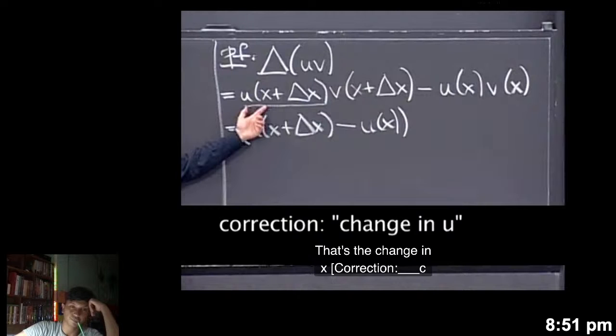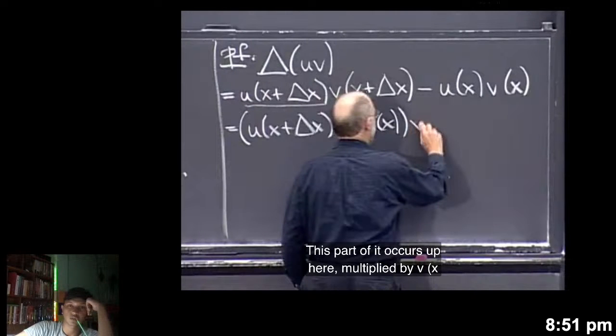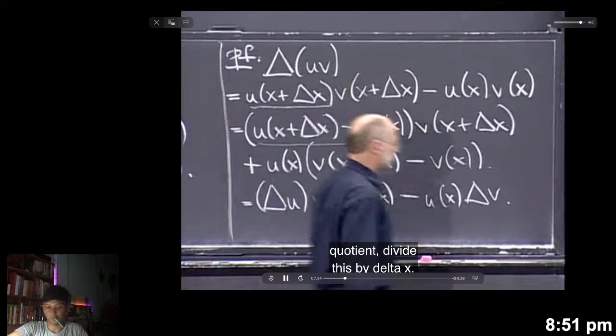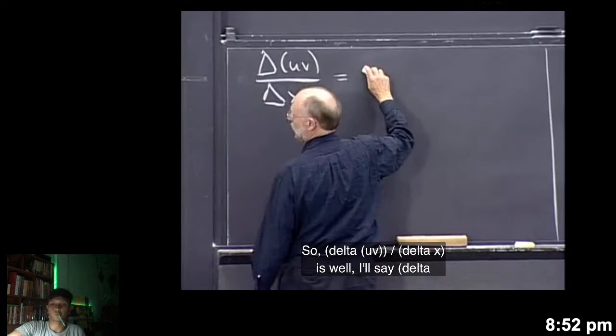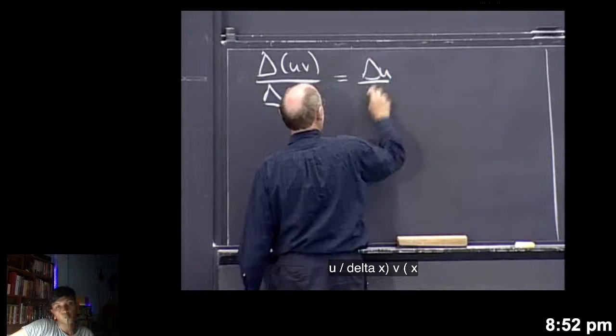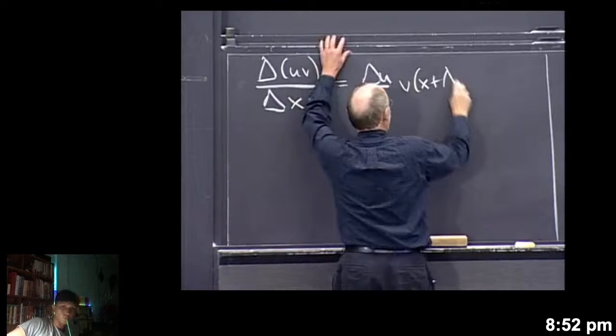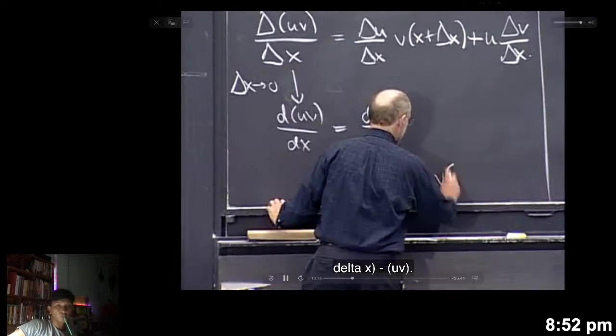Now this equality sign isn't very good right now. I've got this product here, adding in u of x, and divide this by delta x. So delta uv divided by delta x is, well, I'll say delta u divided by delta x times v of x plus delta x. That uses continuity of v. So v of x plus delta x goes to v, minus u times v, and that's just what I started with.